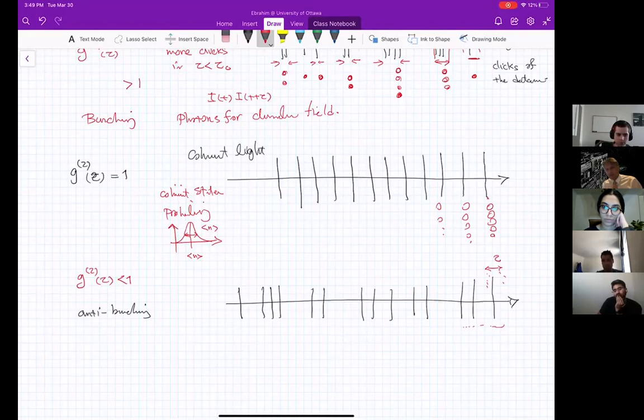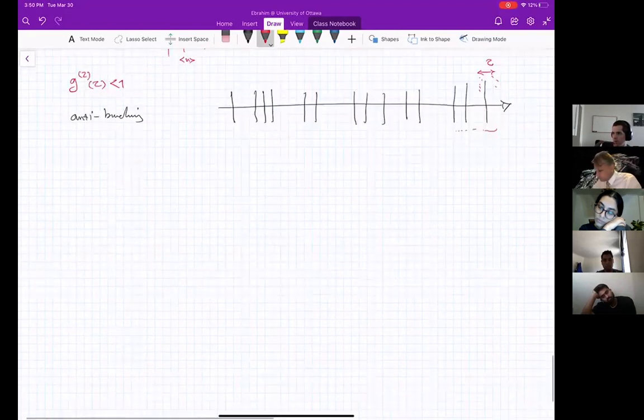I remember when I was in high school, I tried to do the Young double slit experiment. At that time, we didn't have a laser. What we had was a halogen lamp. And I remember that what we learned in high school was that by putting a proper filter, you can induce coherency, okay? Which is true, you can do that.